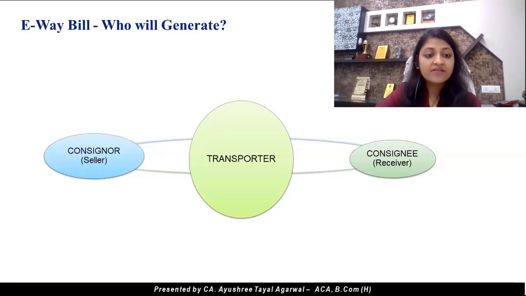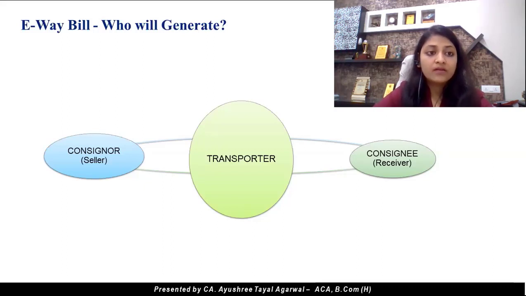The consignor, seller, the consignee, receiver, and the transporter of the goods. The consignor, where he is registered under GST regime, can generate e-way bill. The consignee can also generate e-way bill. The transporter, on being authorized by the consignor, can generate e-way bill. It is not necessary for the transporter to obtain registration under GST regime.